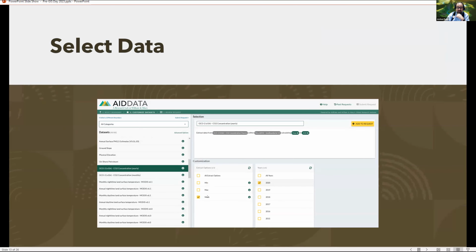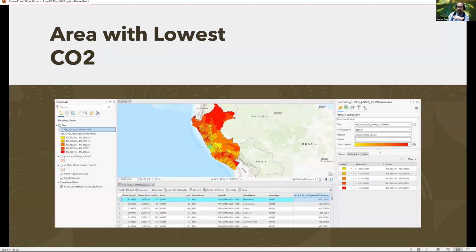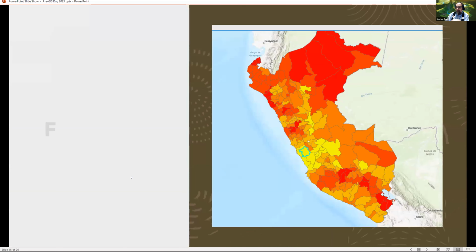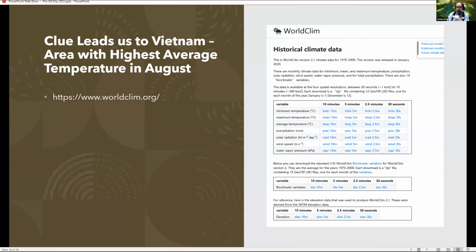I've selected the mean CO2 emissions. I want the 2020 data. And then you just click that little add request. And sure enough, you get an email with the shapefile. Again, I pulled that right into ArcGIS Pro, and the administrative boundary with the highest CO2 emissions is right there, and we can get in a little bit closer, and we found it. So right there, but that's at that AidData GeoQuery site. Really, really a phenomenal site.